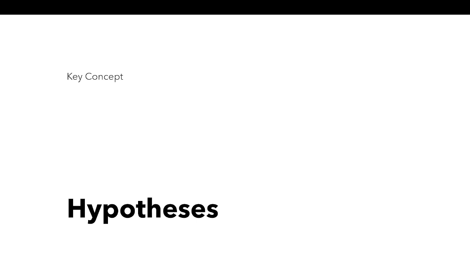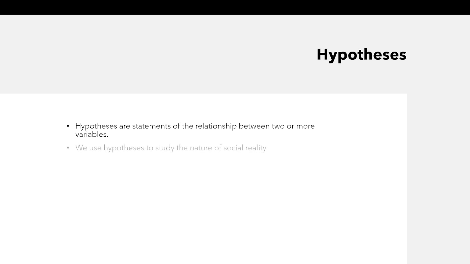So our next key concept is hypotheses. Hypotheses are statements of the relationship between two or more variables. We use hypotheses to study the nature of social reality. Remember that becoming social scientists means taking our guesses and developing a systematic method by which we can research them.